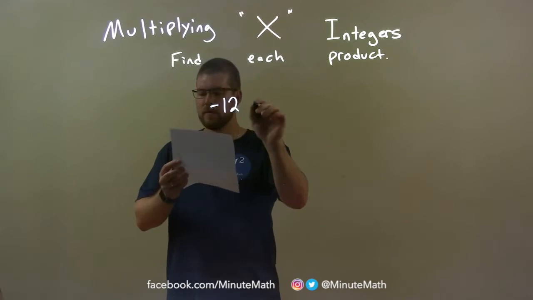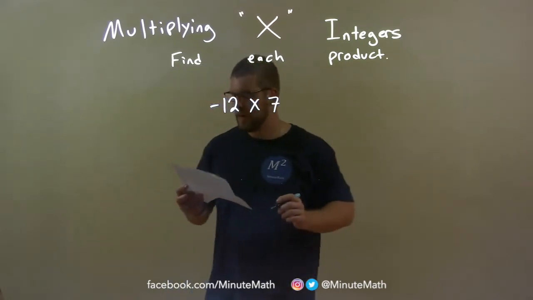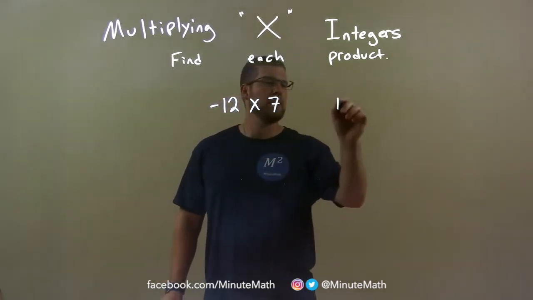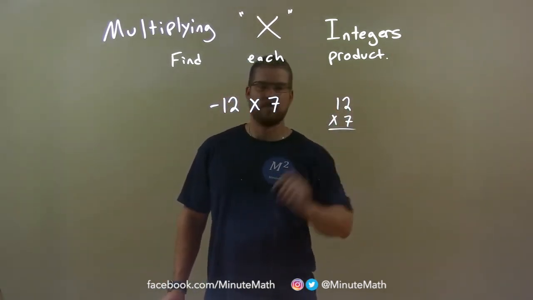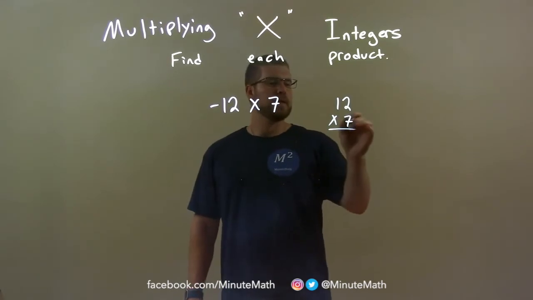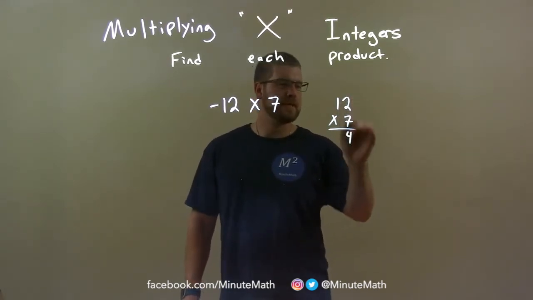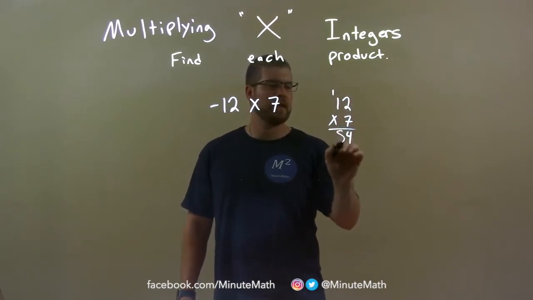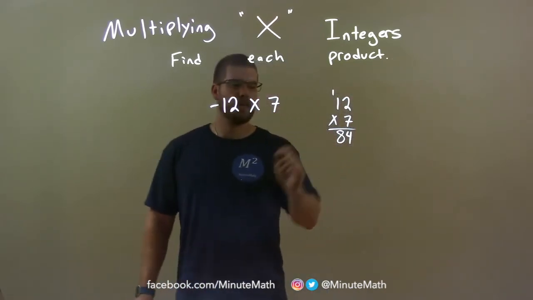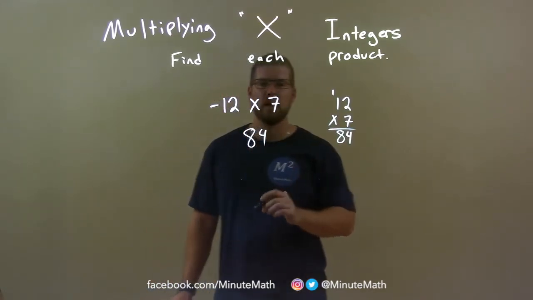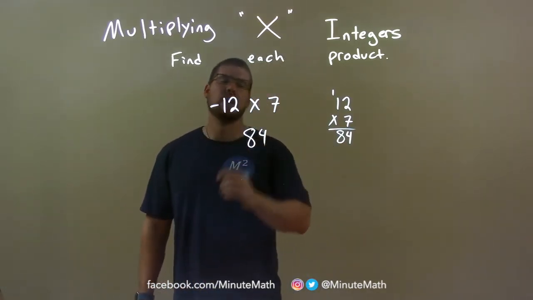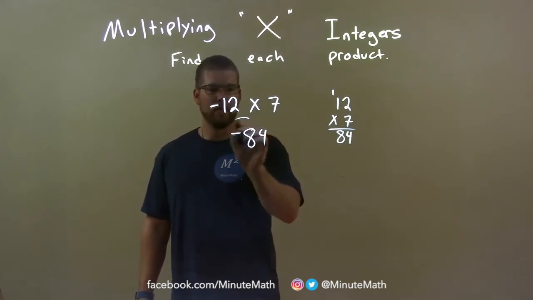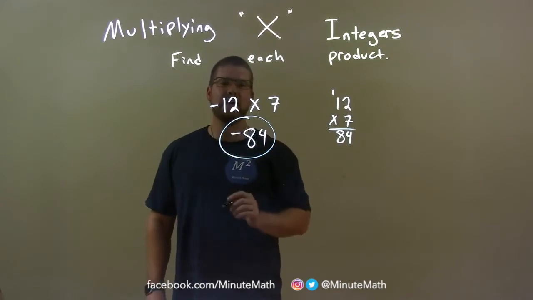Negative 12 times 7. Okay? So if you don't have this one just memorized, we're just going to deal with the positive parts here. 12 times 7. Okay? Well, 7 times 2 is 14. Put the 1 up there. 7 times 1 is 7, plus that 1 is an 8. So 12 times 7 is 84. But we're also given a negative times a positive, which we always know is a negative. So together, our final answer is just negative 84.